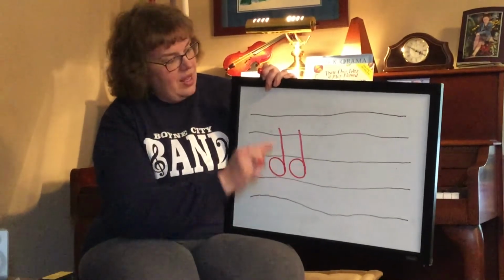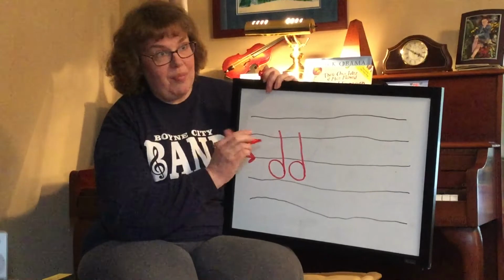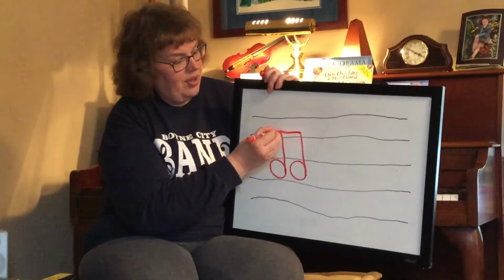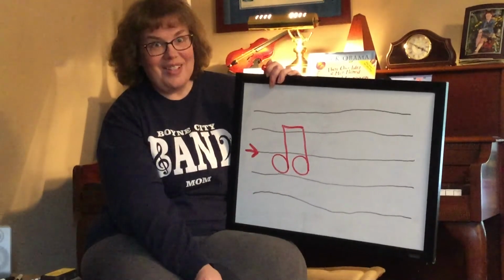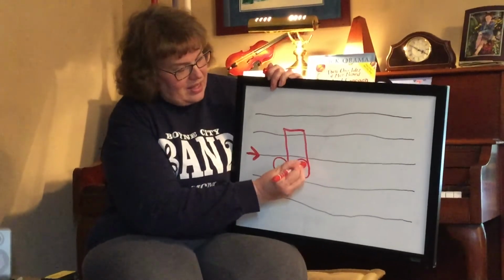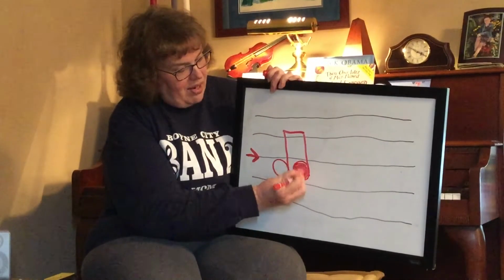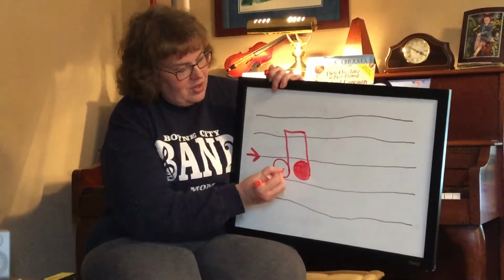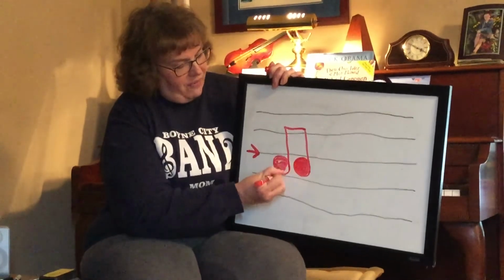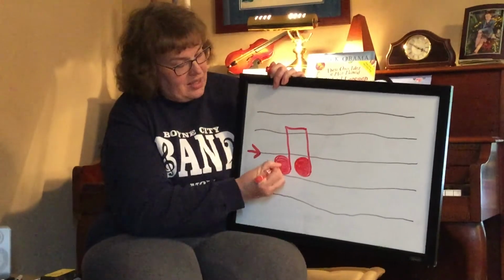Okay. Now I'm going to bridge them together. See how they're looking like double eighth notes? And lastly, color them in to make our double eighth notes, or our very fast T's.